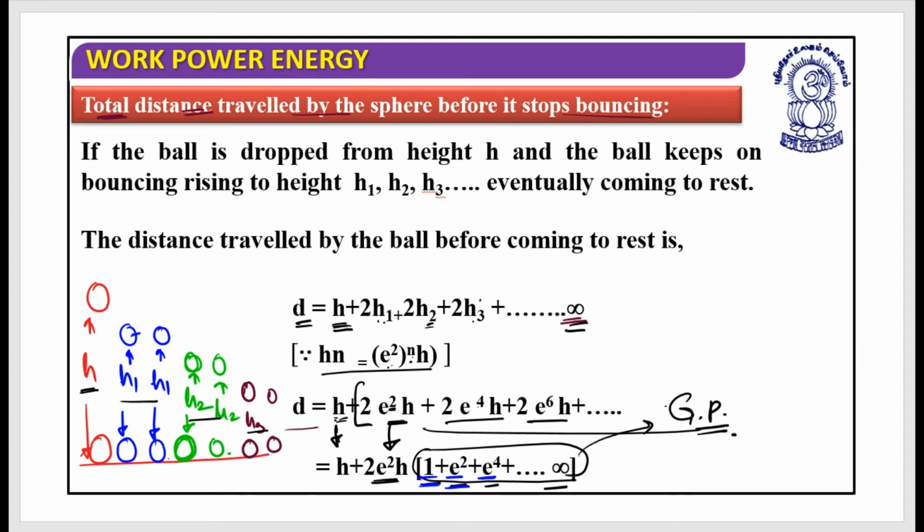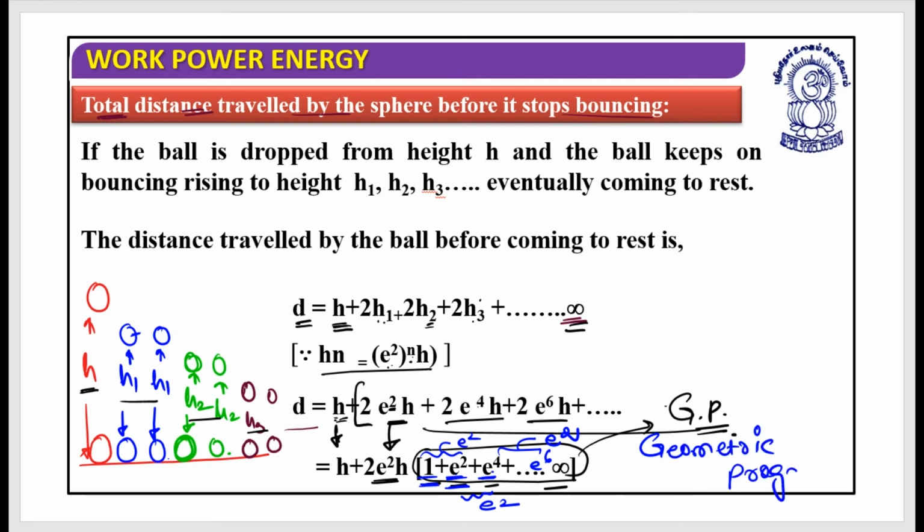Take a ratio of the third term to the second, it's e to the power 4 divided by e square, again e square. Again e to the power 6 to the e to the power 4, again e square. So the ratios of consecutive terms are the same, and when the ratio of consecutive terms is the same, it's a geometric progression. I hope this is clear.